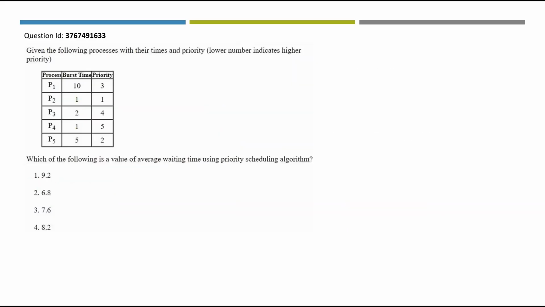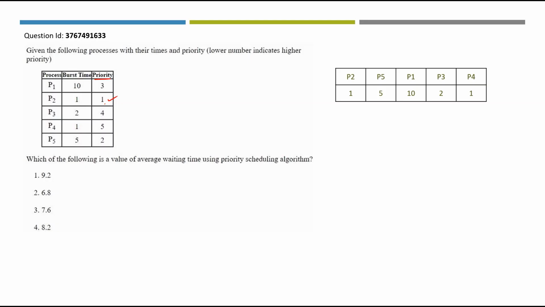Next question. Given the following processes with their times and priority, lower number indicates higher priority. Which of the following is a value of average waiting time using priority scheduling algorithm? In priority scheduling algorithm, the processes will be arranged as per priority. So out of 3, 1, 4, 5, 2 in the priority column, the lowest number is 1. So definitely this particular process will have higher priority.